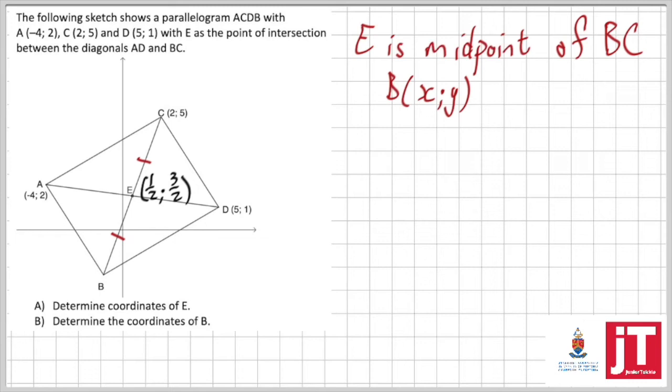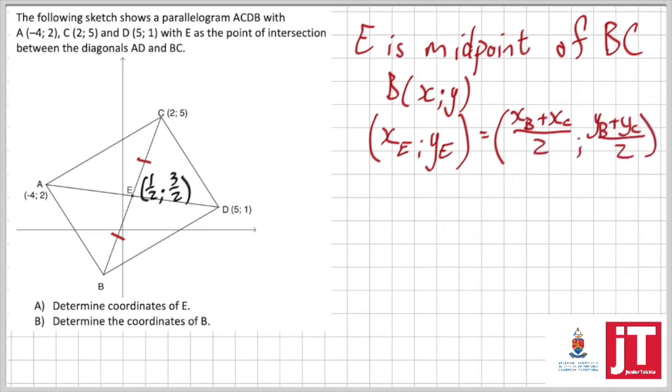So E is the coordinates (1/2, 3/2), and I'm going to use the property that E is also the midpoint of BC. Now, because B doesn't have a set of coordinates given, I'm going to label it as (x, y). Please understand, ladies and gents, there is an easier way of doing this, but I'm going to do it the long way for this video. So I'm going to start by, again, going to my midpoint formula. The x value of E, the y value of E, is that midpoint formula.